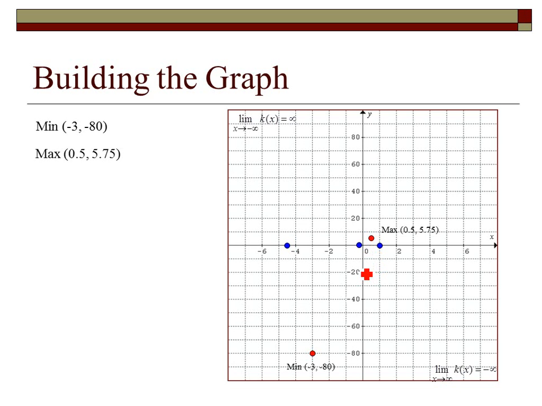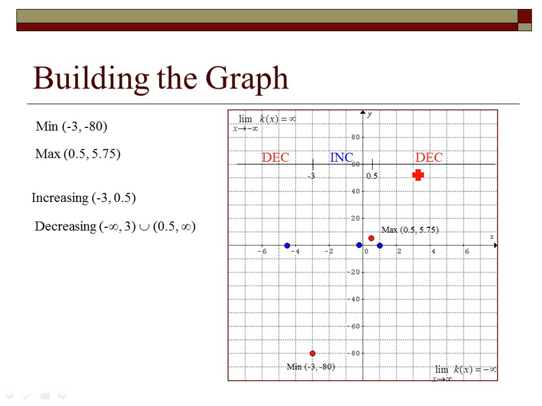Okay, now I'm looking for where the graph increased and decreased. So I'm going to build almost like a sign chart on the graph. So it happened at negative 3 and 1/2. This is where my critical values are. We knew it was increasing from negative 3 to 0.5. So it's increasing in here, so I'm going to write increasing. It was decreasing on the other two sides. So I'll write decreasing and decreasing.